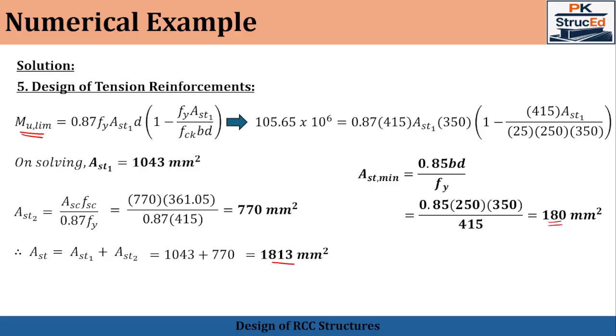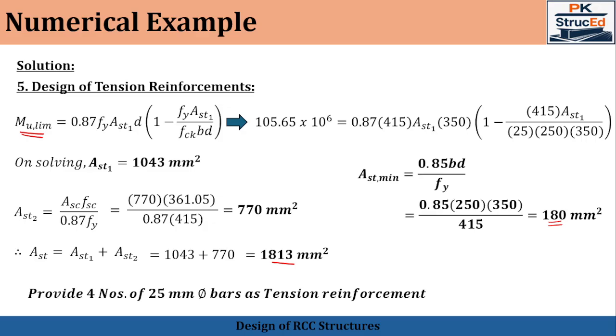Now we can assume the diameter of the bar. Here in this case, I am assuming 4 numbers of 25 mm dia bars as the tension reinforcement, which provides an AST of 1964 mm square.